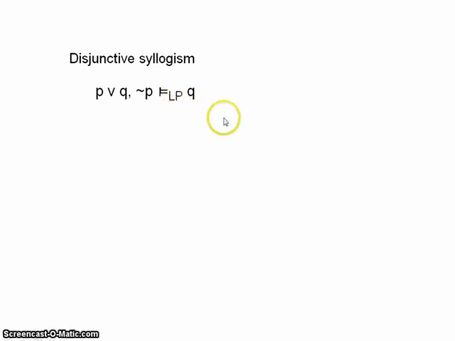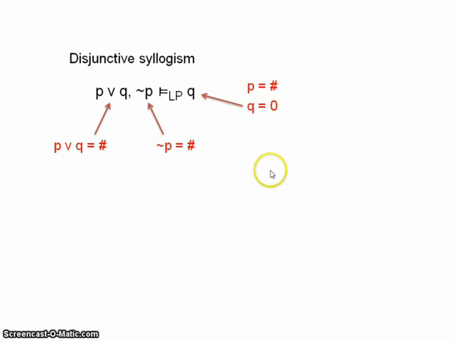Let's assign P a hash and Q 0. Well, since P is hash and Q is 0, P or Q is hash, by our truth table definition earlier. And since P is hash, not P is hash. And the conclusion Q is 0 just by stipulation there. So there we have it. There's our counterexample. Our premises have designated values and our conclusion does not. So the argument is invalid.